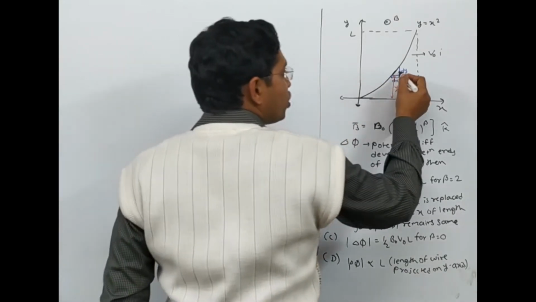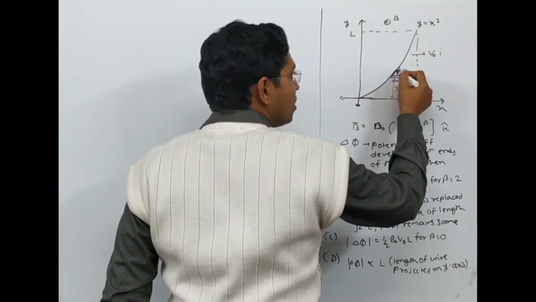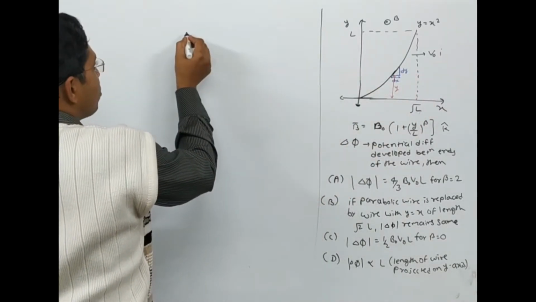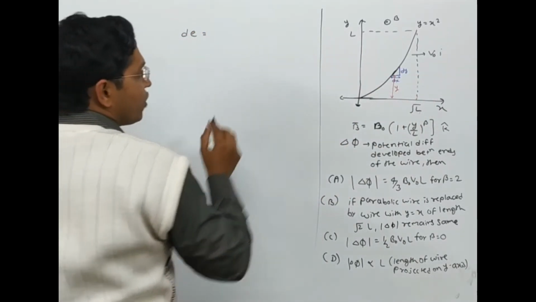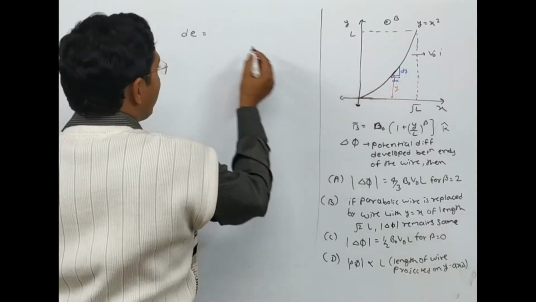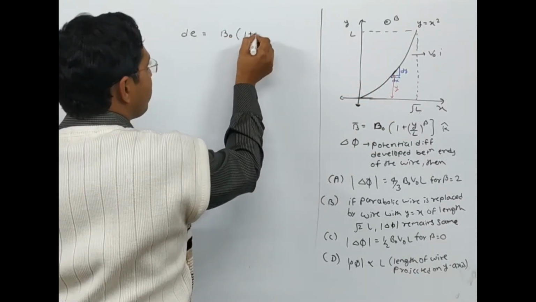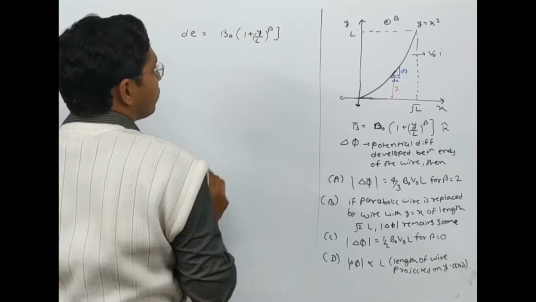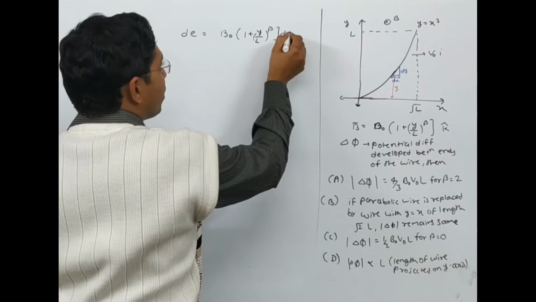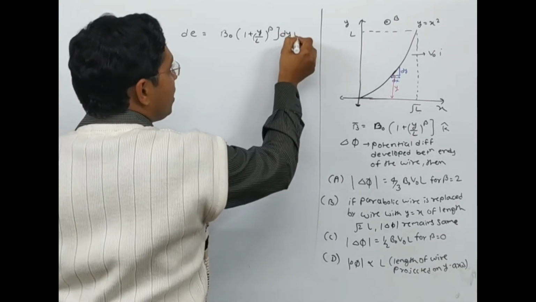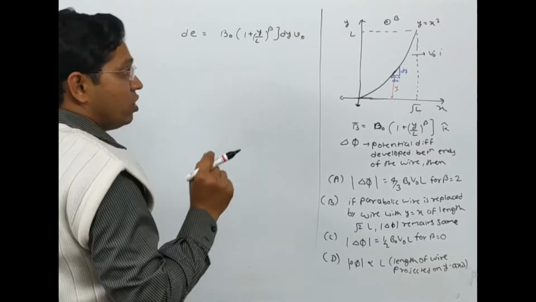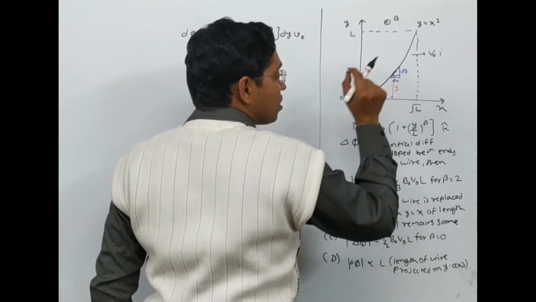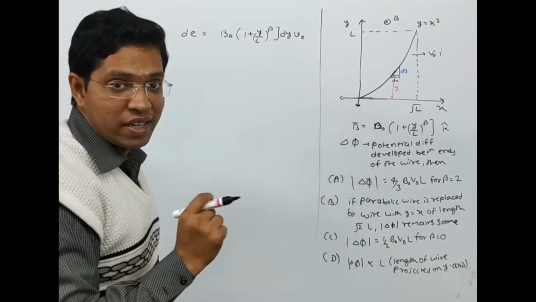So if I want to check the induced EMF in this small part, that will be BLV. So dE is going to be B at a distance y, which is B naught (1 plus y by L) raised to beta. Then L is nothing but dy and the velocity is nothing but v naught. So this is a very small induced EMF in this very small elemental part dl.